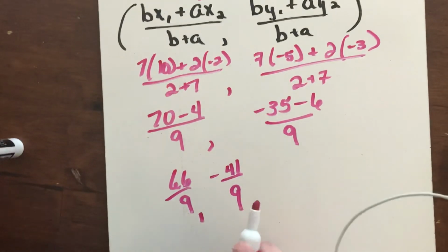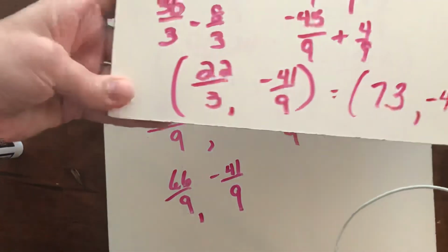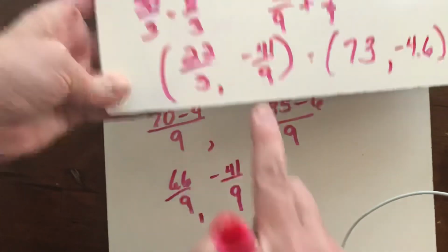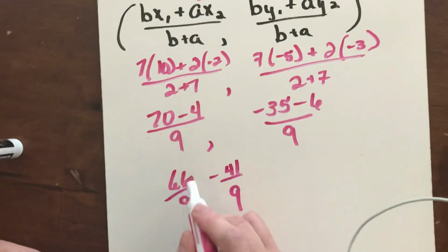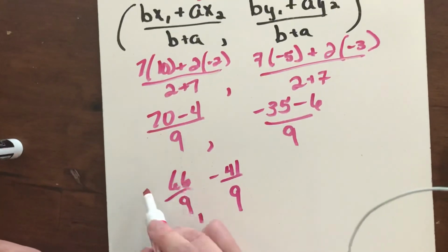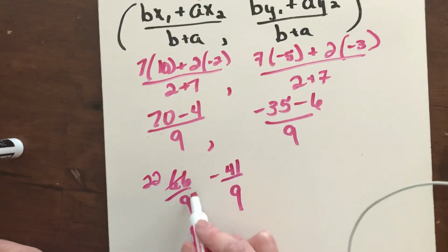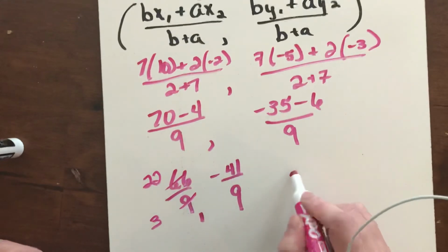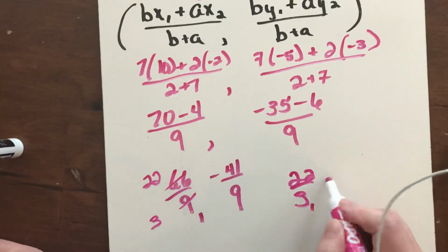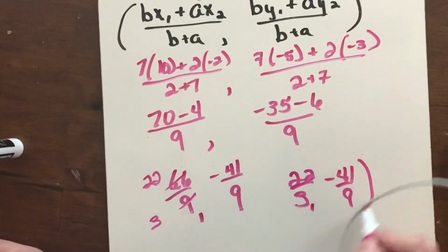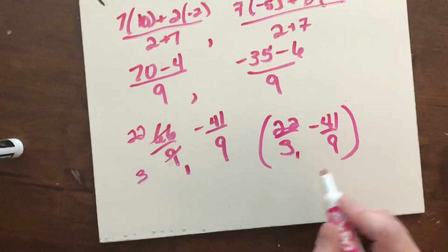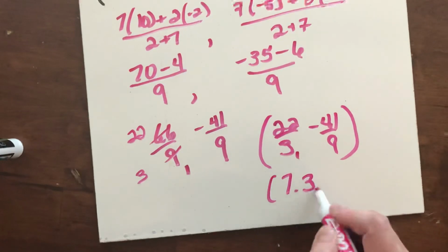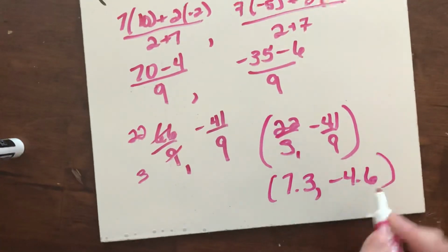Now look at this. If we go back over here, I got this answer. This would actually reduce to 3 goes into 66 22 times, and 3 goes into 9 3 times. So I'd end up with (22/3, -41/9), put in parentheses because it's a coordinate. Sorry, you can see my headphone. Or when you divide it out, it would be (7.3, -4.6).